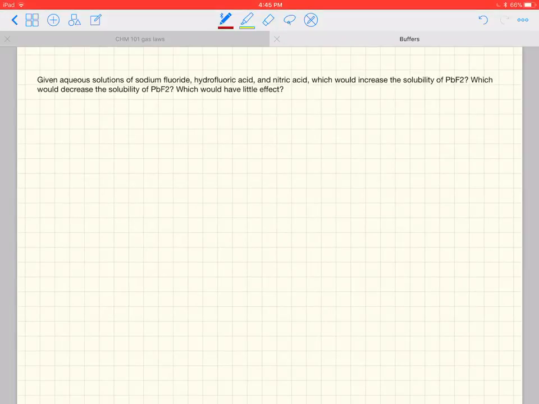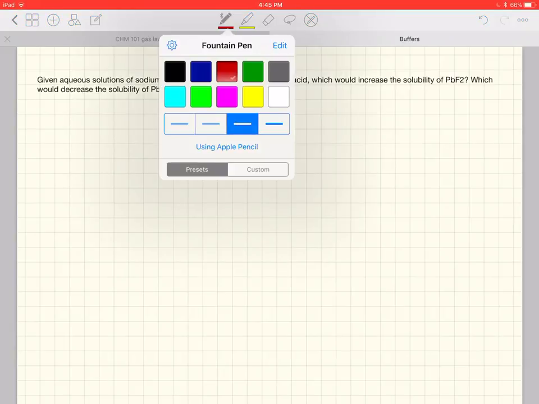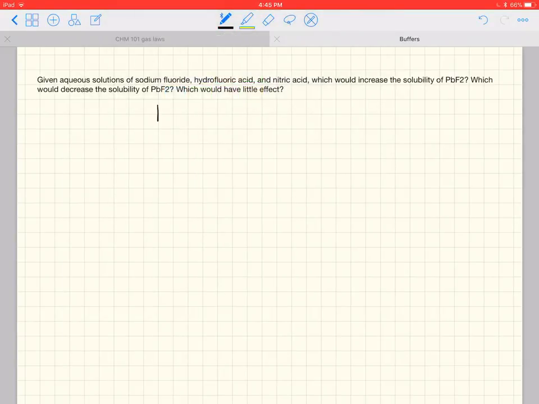All right, so we've got this substance, lead-2 fluoride, and we have solutions of sodium fluoride, hydrofluoric acid, and nitric acid. We're asked to figure out which way these chemicals would shift the equilibrium. To the left, make it less soluble. To the right, make it more soluble. Let's start out by writing this equilibrium out so we can actually look at some chemistry and try to figure out what in the world is happening.